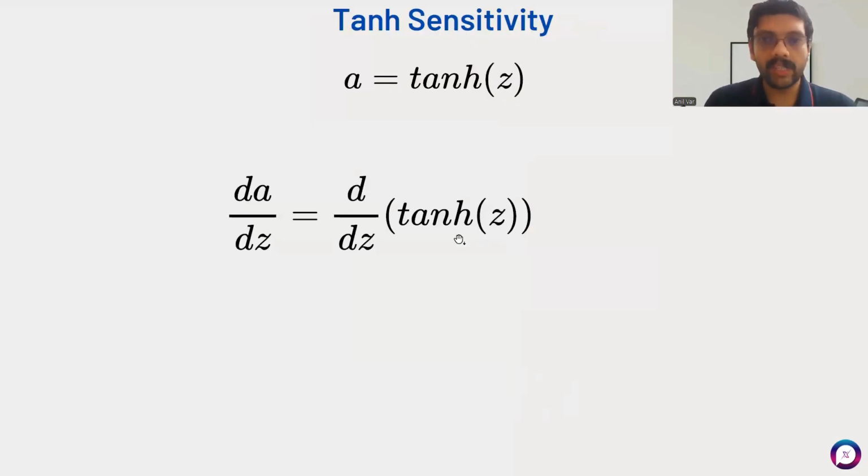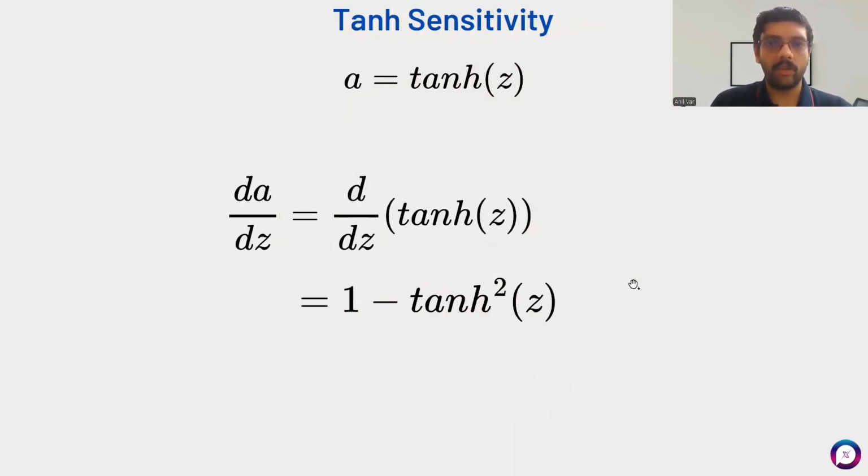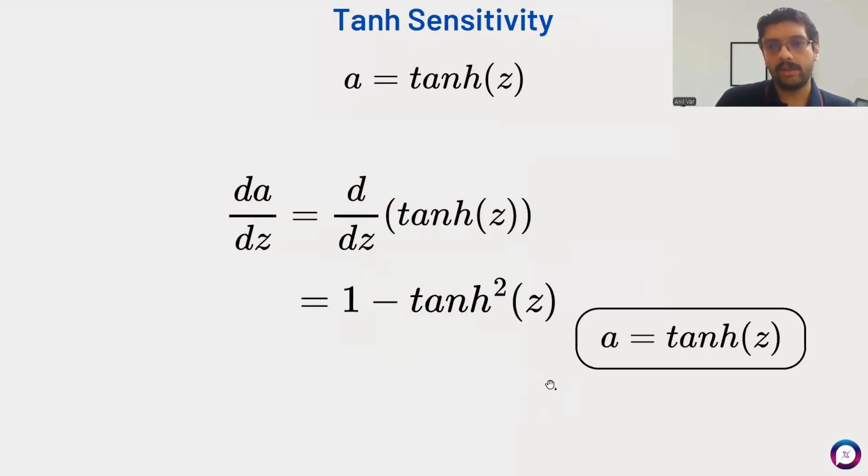And what we need is also the sensitivity of this. And so the derivative of tanh of z, where A is tanh of z, the derivative of A with respect to z is the derivative of tanh of z with respect to z. And this is a standard trigonometric derivative, which is 1 minus tanh of z squared. Why are we writing it with respect to this? Well, we know A is tanh. And so you can write the derivative of A with respect to Z in terms of A. We can write it as 1 minus A squared. So the derivative of A with respect to Z for the tanh activation function is 1 minus A squared.